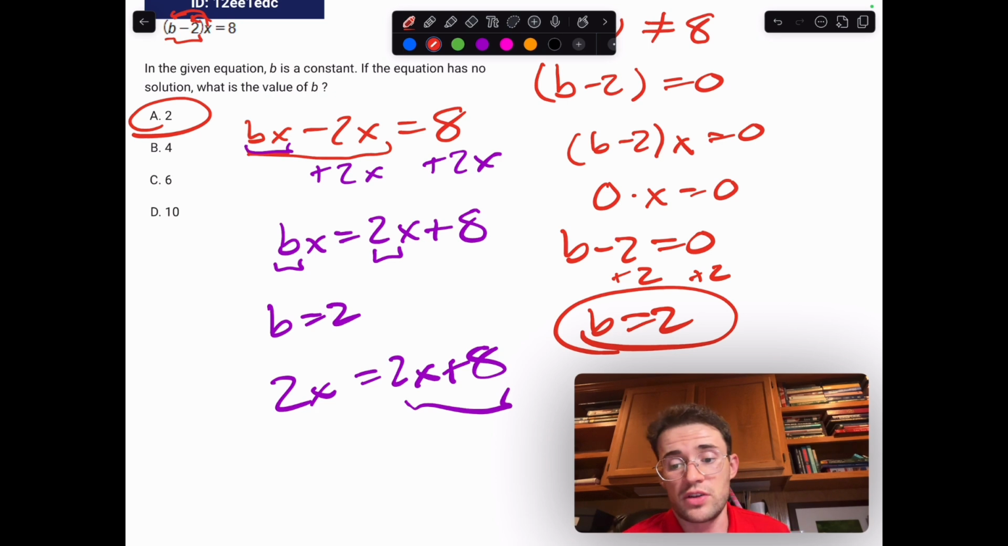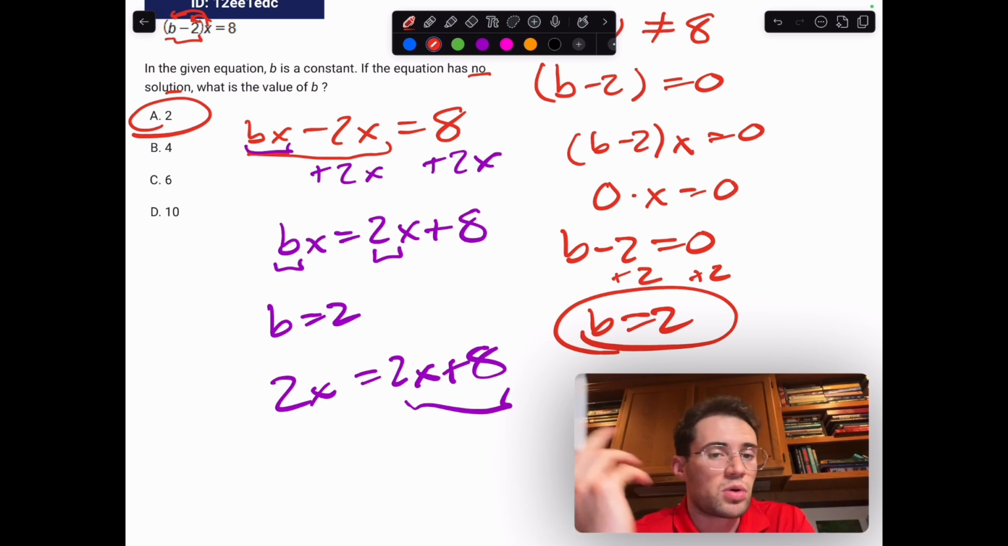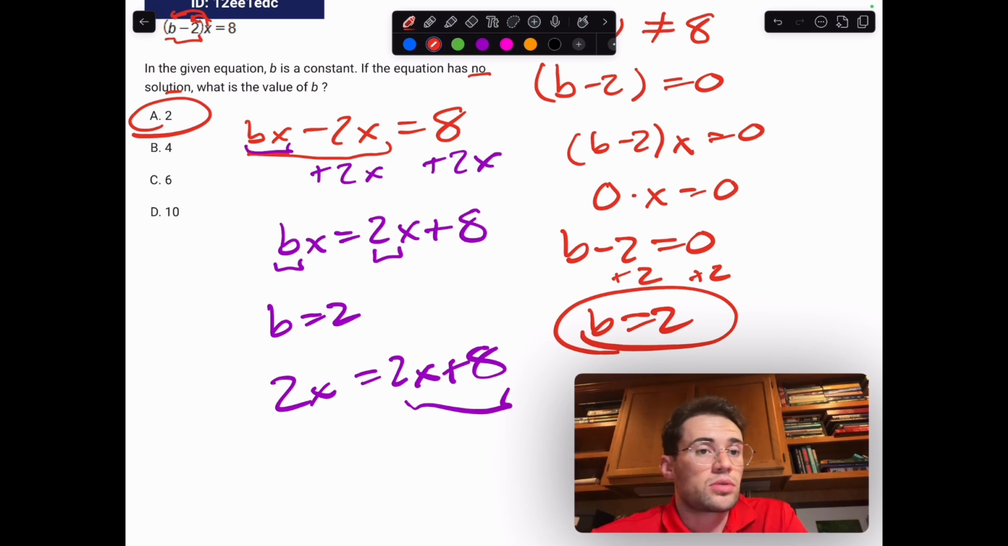If this one did confuse you, so say you got this one on the test, and you weren't feeling comfortable with the ones where it has no solution or infinitely many solutions, just look at the options and plug them all in and see which one would actually make it true. So you could say, if I plug in a 2 here, that's option A, 2 minus 2 is 0, 0 times x, well, it doesn't matter what x is, that's going to be 0, anything times 0 is 0. So 0 equals 8, that's never true.